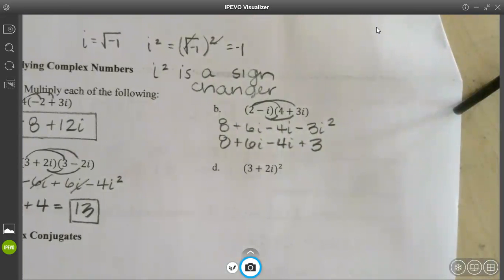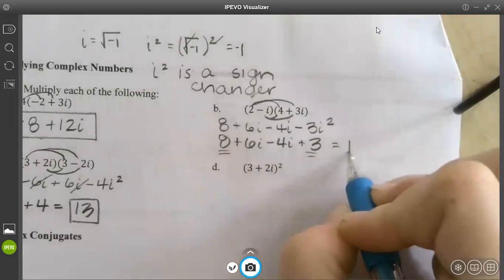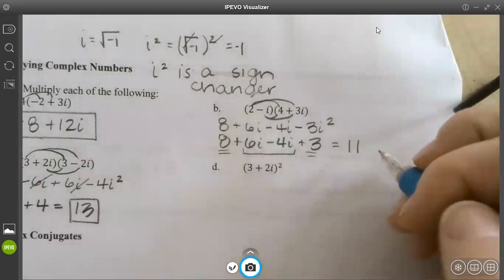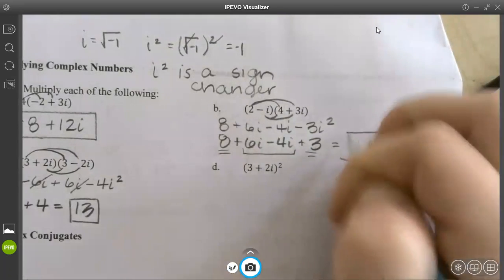Add your real numbers together. So 8 + 3, 11. Add your imaginary numbers. 6i minus 4i. That's it.